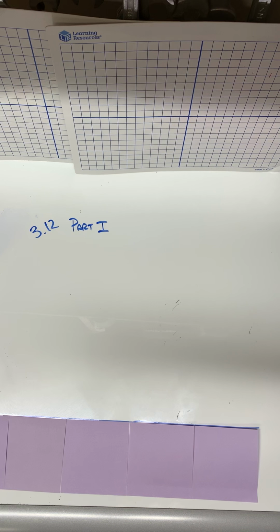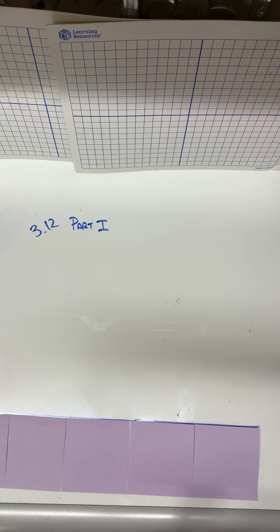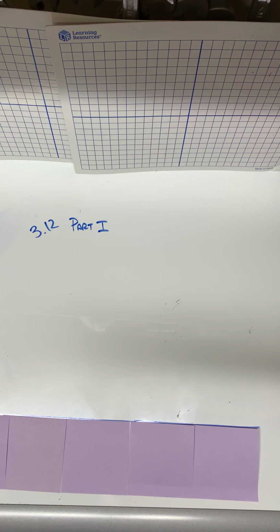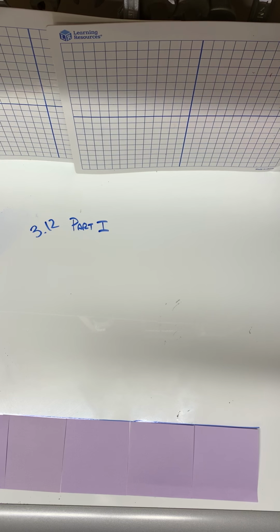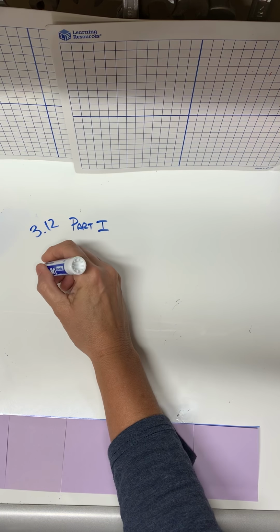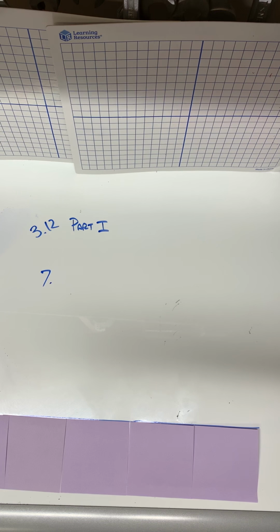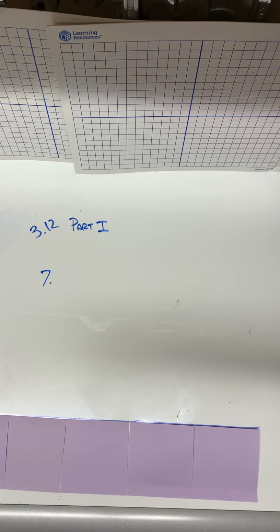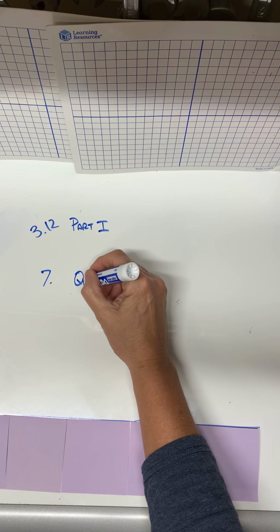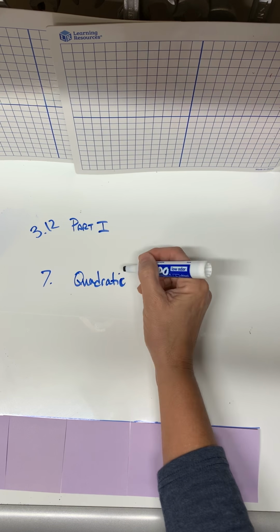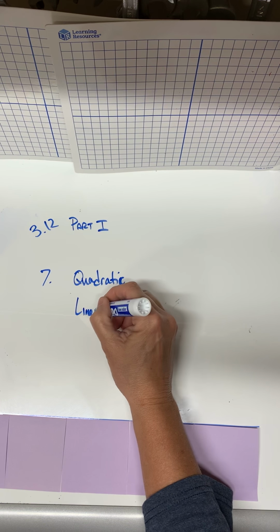So for this one, I think it's a little bit easier to learn if we go in a different order than what the questions are on the assignment. So I'm going to start off with question 7. Now all 7 does is it helps you to distinguish between what we would call a quadratic equation versus a linear equation. So quadratic versus linear.